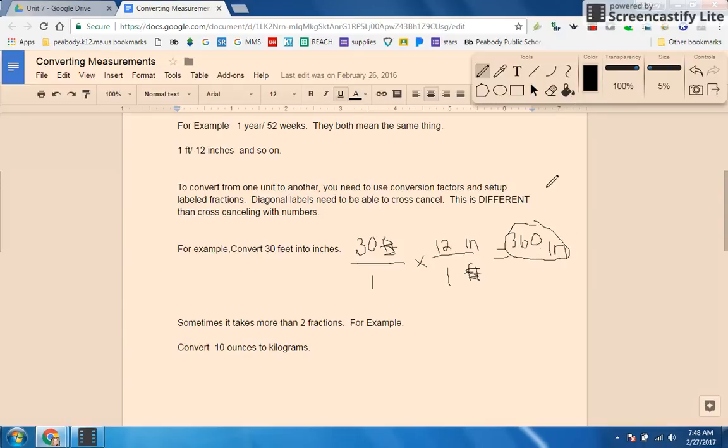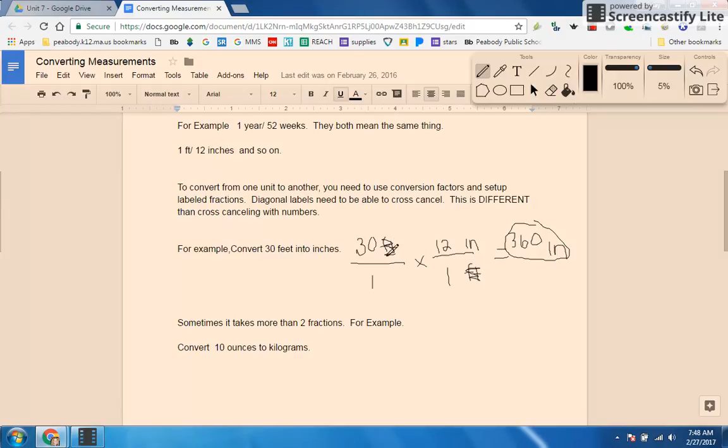They both mean the same exact thing. Okay, so you start with what they tell you and you write it over 1 with your labels. You absolutely have to label for these so that you can cross cancel. Our goal is to get to inches, so inches goes on the top. What we want to get rid of is feet, so that goes on the bottom.